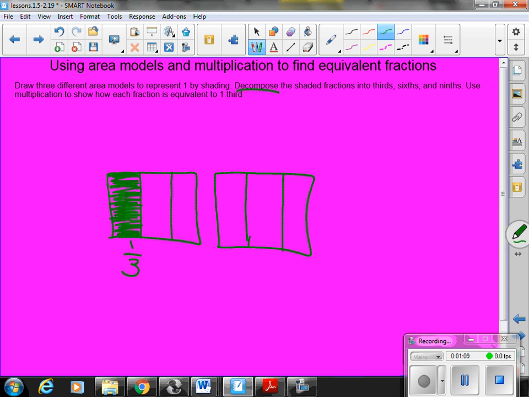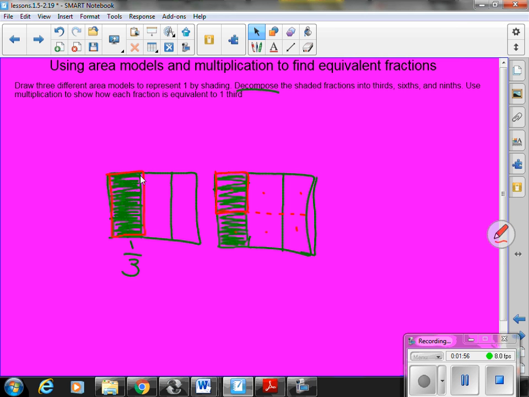I'm going to take the very same picture, 1/3, and now I'm going to decompose it by drawing one horizontal line across the middle. When I draw that horizontal line, what happens to this picture is that I created more parts. There's 1, 2, 3, 4, 5, 6 parts that are the same size. But the shaded parts, because there are 2, are now smaller. Whereas in my first model, 1/3 was this big, in my second model, the pieces are now this size.